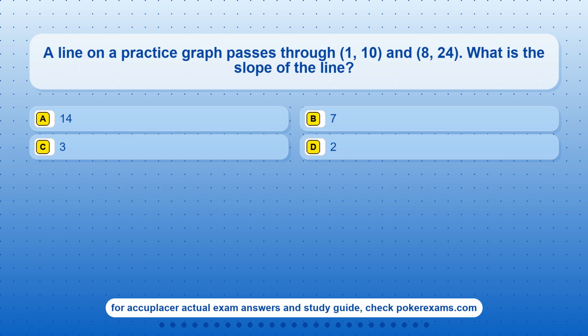Question 24. A line on a practice graph passes through (1, 10) and (8, 24). What is the slope of the line? Option A, 14. Option B, 7. Option C, 3. Option D, 2.